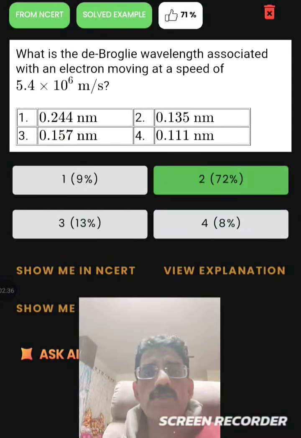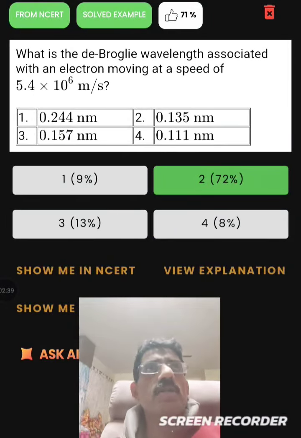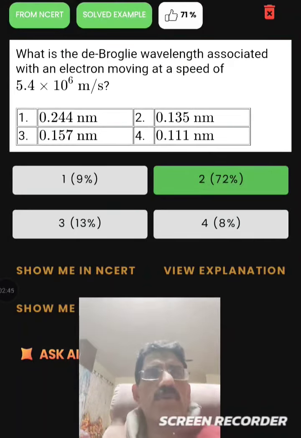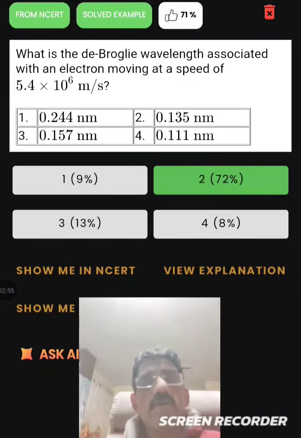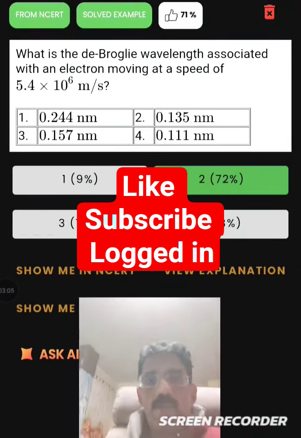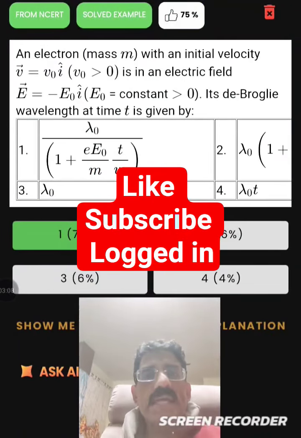The de Broglie wavelength associated with an electron which is moving with a speed 5.4 into 10 to the power 6. So this is just basically a direct substitution wherein you need to use the electron mass. Remember, mass of an electron 9 into 10 to the power minus 31. So put that and you get h. Substitute the value of h by mv. You will get your answer as 0.135 nanometer.